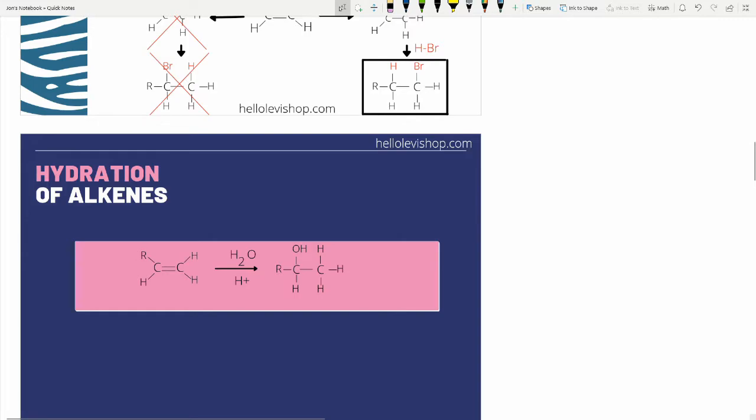Now let's go over some addition reactions. The first one that we'll go over is the hydration of alkenes. In this reaction, the alkene reacts with water and an acidic catalyst to produce an alcohol.